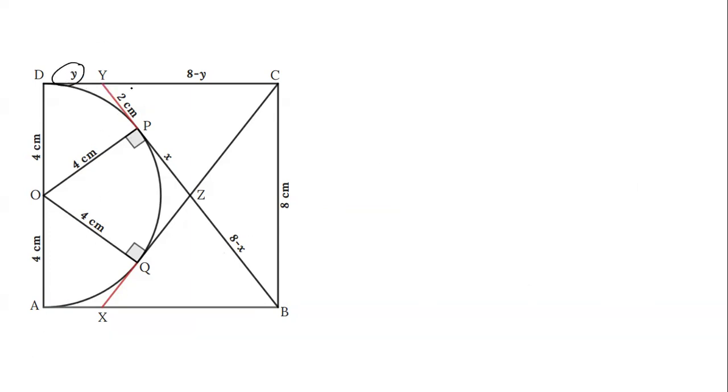So this is y and this length is also y. This length has x and this length has 8 minus x. Now you see the triangle BYC. I can apply the Pythagoras theorem because this is a right angle triangle.